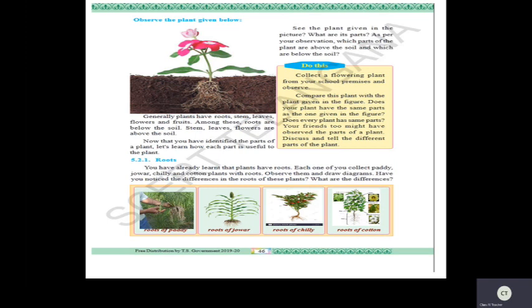Let us observe the roots. See here children, roots are of different types. Now see here, paddy roots. Can you see here small hair-like substances? Yes, these are roots. Now jowar also has the same kind of roots, just like fiber. Right children? Now see here, here the roots are different. Can you identify the difference here? Yes, here the roots are fibrous, but here the roots are different.